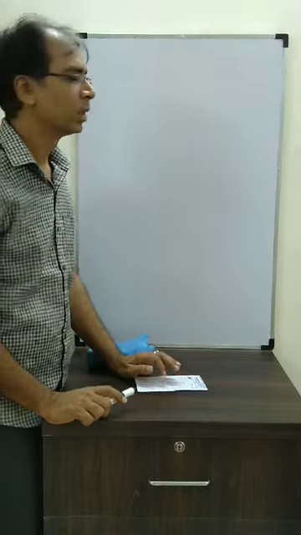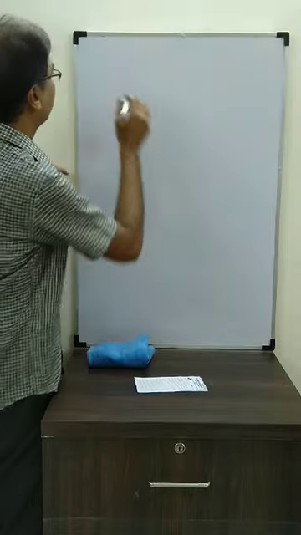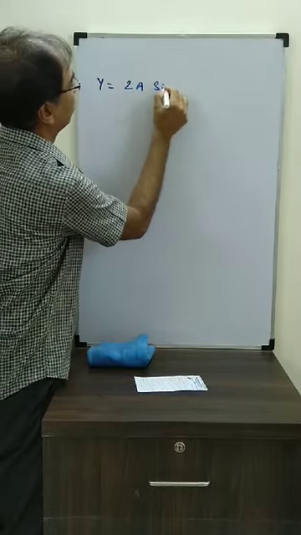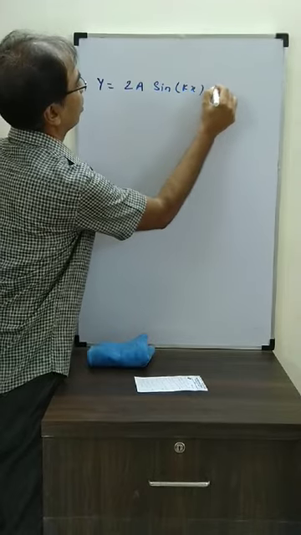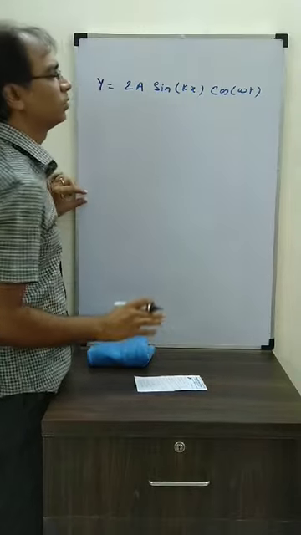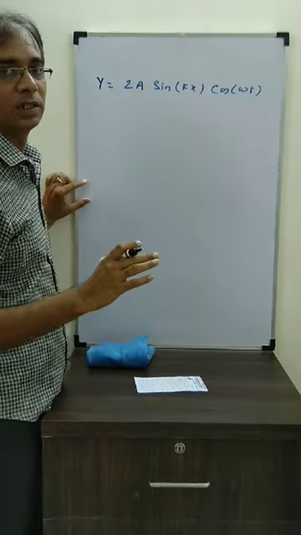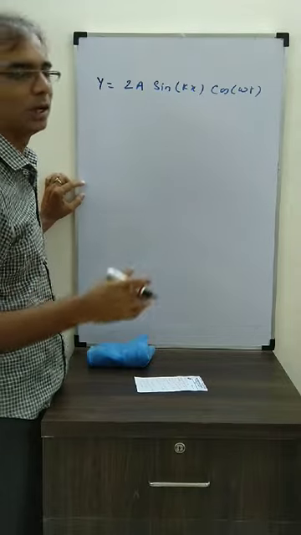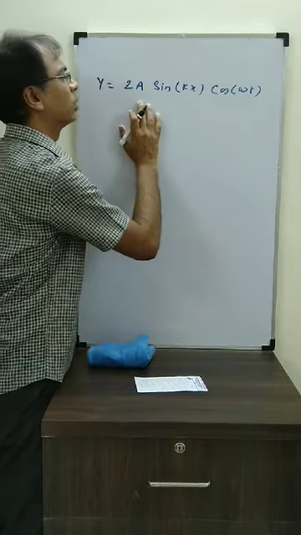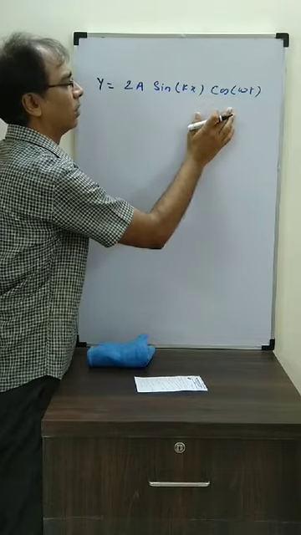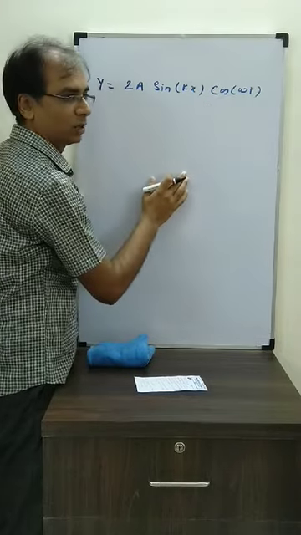So in the last class we found out the wave equation was something like this: 2a sin kx cos omega t. Now this wave equation was found by interference of two waves which were of same amplitude and frequency and both were moving in opposite direction. That means if the question asks us to find out the constituent waves of this standing wave, then we should be able to find that also.